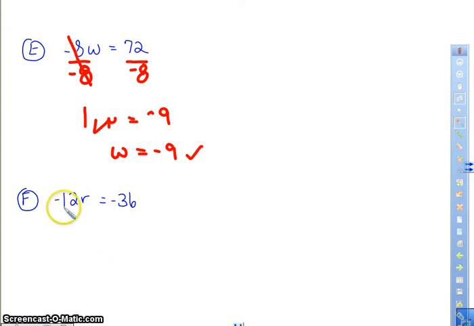Okay, for part F, I have negative 12 times r. So I'm going to do the opposite of times, which is to divide. Negative 12 divided by negative 12 is 1, so I'm left with r. Negative 36 divided by negative 12 is a positive 3. Negative divided by negative is positive. I can check it once again by doing negative 12 times 3. Positive times negative is a negative, and 12 times 3 is 36.